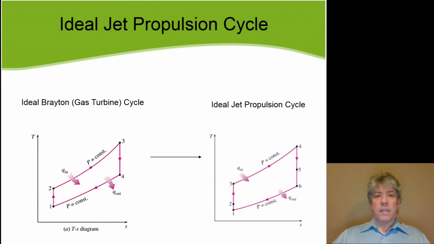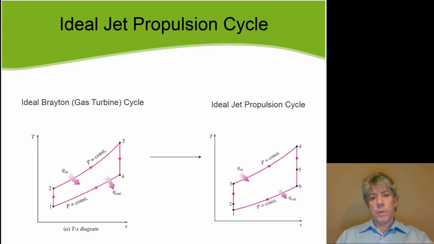The Brayton cycle inspires another type of cycle, or another type of engine, called the ideal jet propulsion cycle. The Brayton cycle on a TS diagram looks like what you see on the left-hand side, and the ideal jet propulsion cycle looks very much like it. If you compare the two figures, you'll notice that they look almost identical. The only difference is some of the states are renumbered, and there's a couple of extra states on the isentropic compression and isentropic expansion processes.